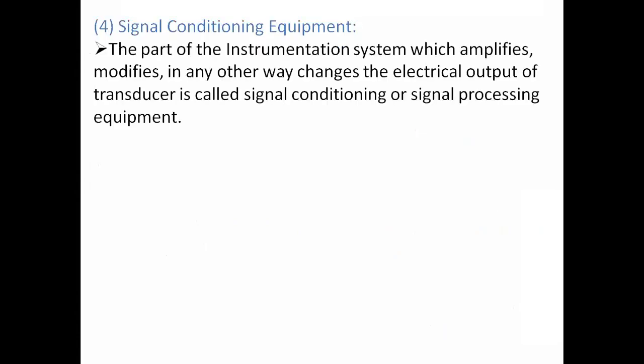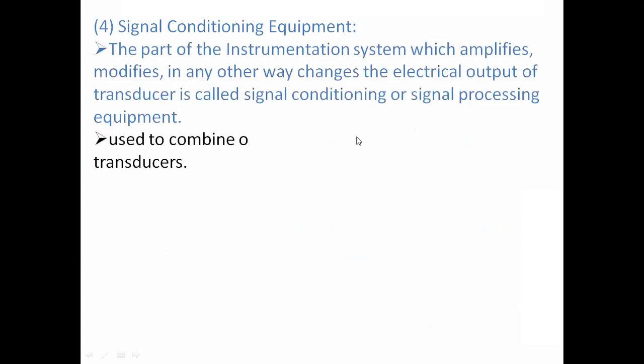So next one is signal conditioning equipment. This signal conditioning equipment, which is a part of the system having an amplifier, modifies any changes in the output of the transducer, and is called signal conditioning or signal processing equipment. It is used to combine or relate outputs of two or more transducers. We can combine the information from the transducers, and it will also use the output that relates to the combination of the two or three transducers.